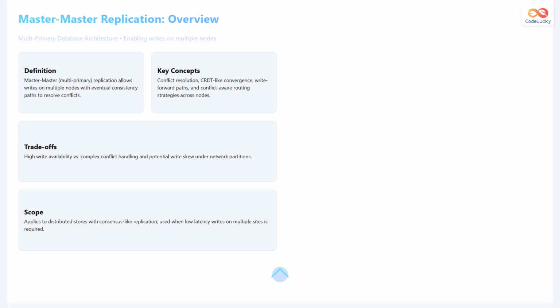Welcome to this comprehensive guide on multi-primary replication. This presentation covers how distributed database systems can support writes from multiple locations simultaneously, enabling applications to scale globally while maintaining data consistency. By the end, you'll understand the core concepts, trade-offs, and practical strategies for implementing master-master replication in your infrastructure.